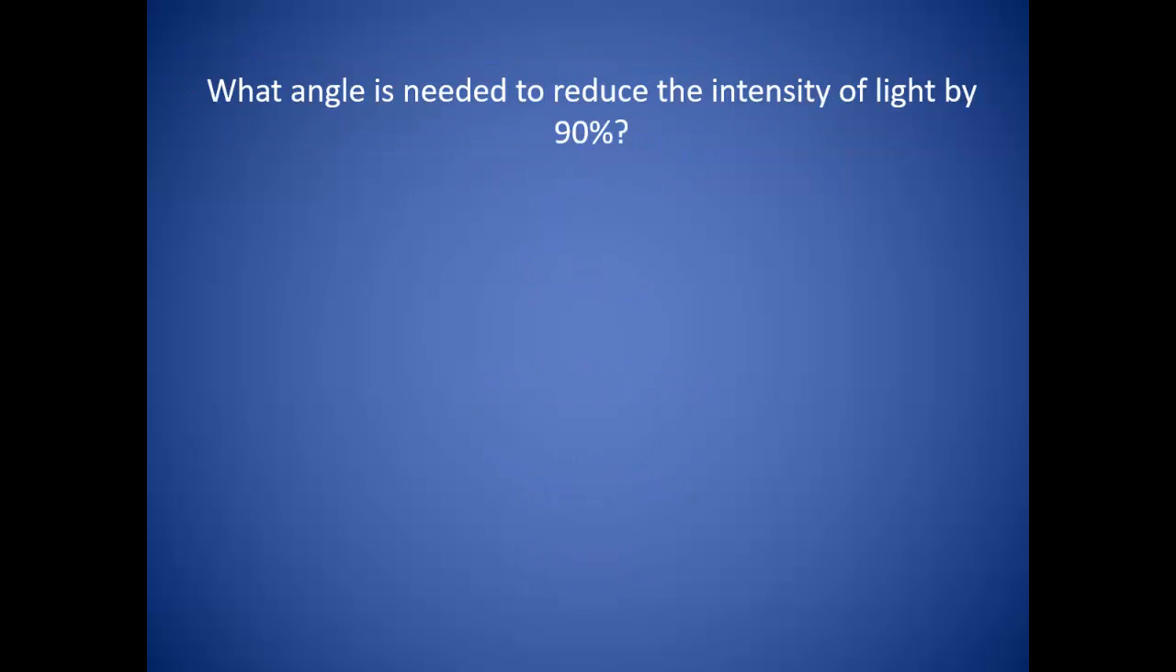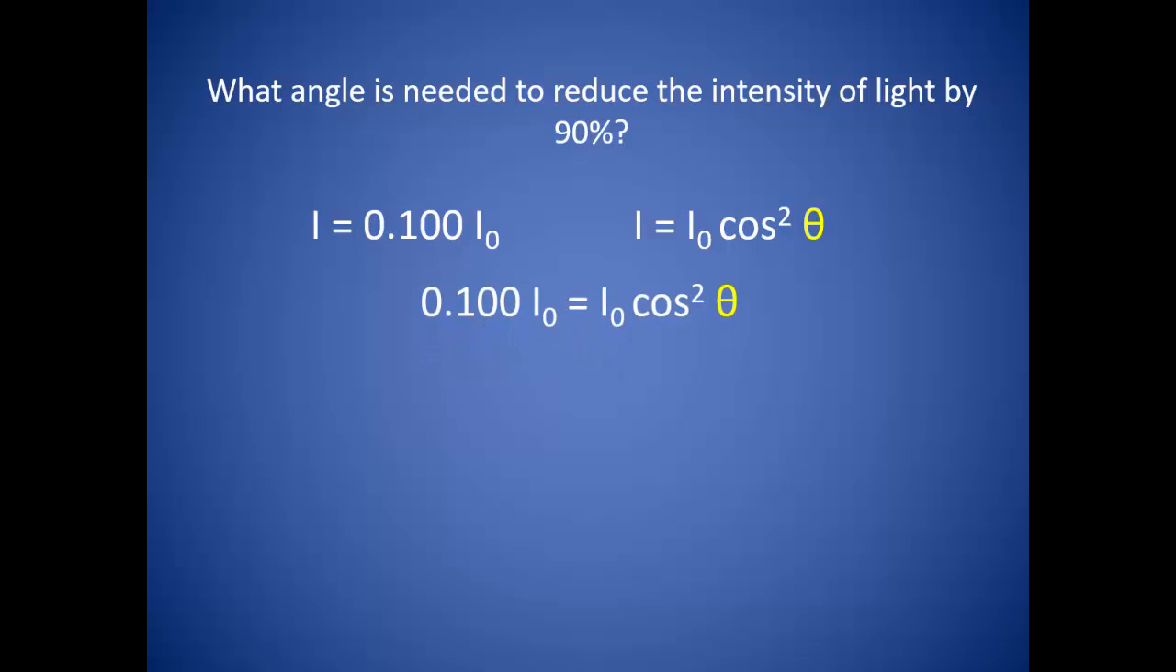Okay, so what angle is needed to reduce the intensity of light by 90 percent? What we're really looking at here is a final intensity that is 10% of that of the original. So we can write an expression that represents that. Then look at our angle equation and plug in what we know. We see the initial intensity on both sides, so we can cancel those out, and we are left with the squared cosine of our angle equal to 0.1. If we square root both sides, we find that the cosine of the angle is equal to 0.3162.